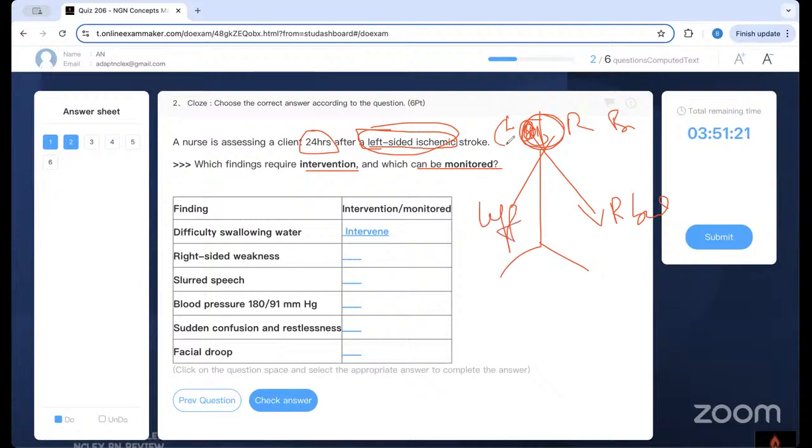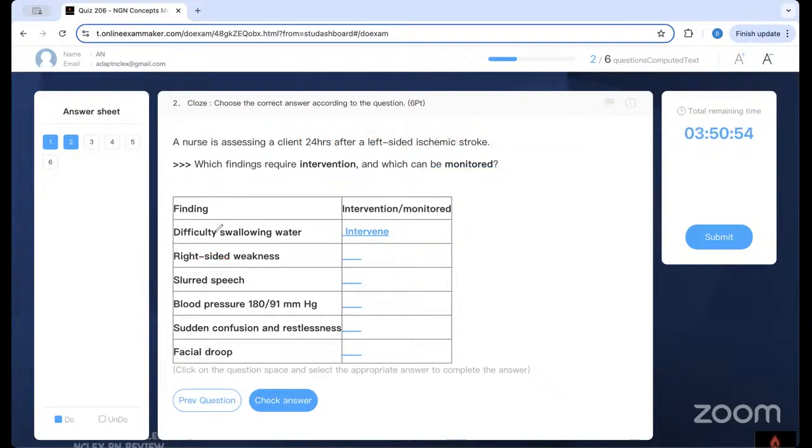If you have left-sided stroke, your left side is going to be fine. You have to understand that. So your right side is going to be in trouble. That's why this is a right-sided weakness. If I change it and I put left-sided weakness, that is an unexpected finding. That's bad. That means the patient is worsening. So a right-sided weakness from a left-sided stroke is an expected finding. So we're going to monitor this.